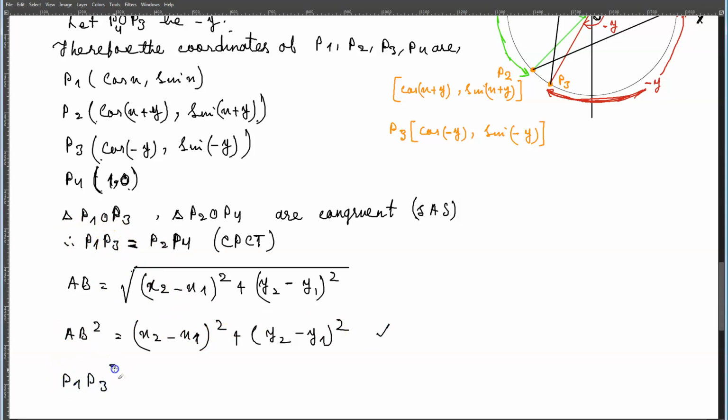P1 P3 whole squared is the same thing as, so this is P1, this is P3. Now, x2 minus x1 would be cos of negative y minus cos x, whole squared.